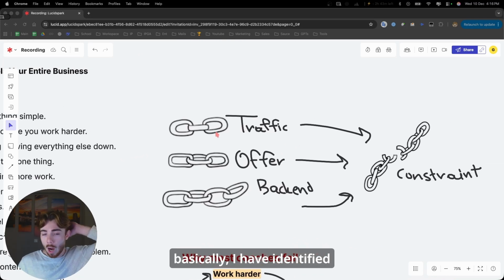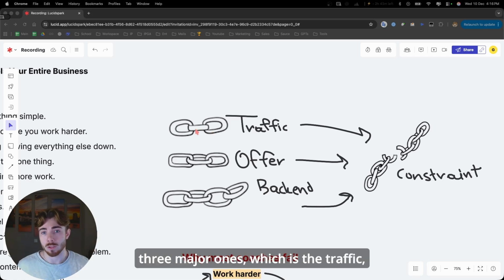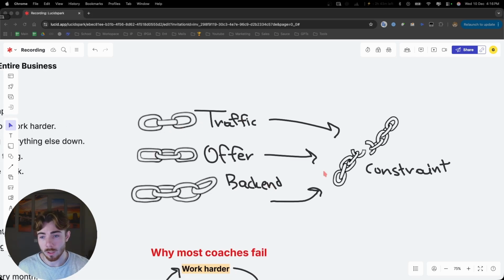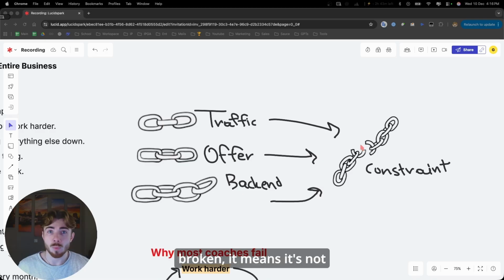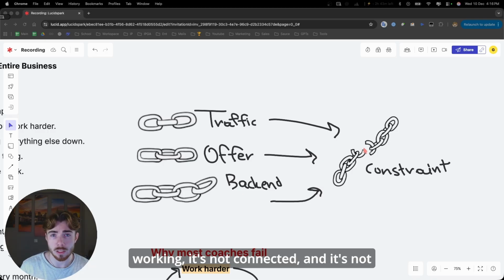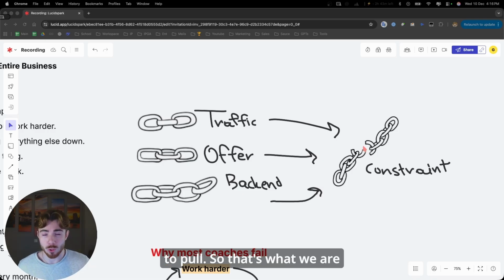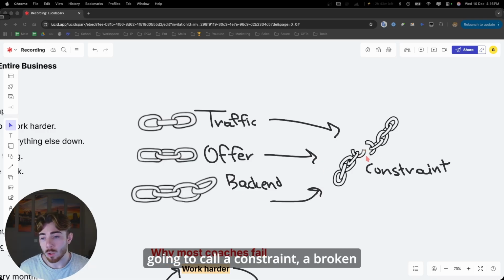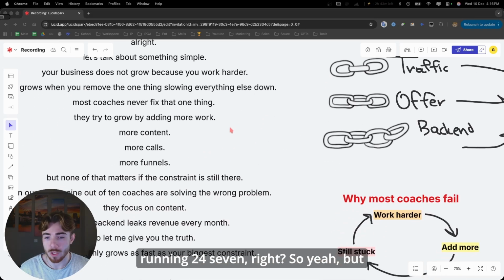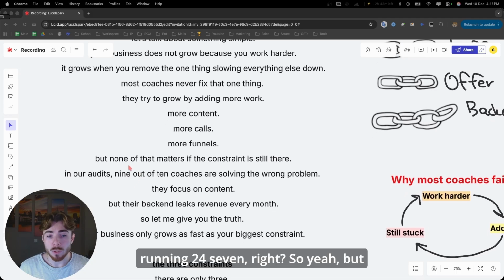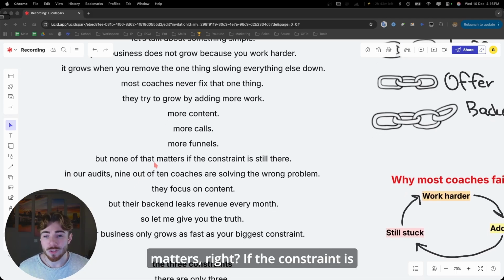So basically, I have identified three major ones, which is the traffic, the offer, and the backend. And each one of those can be a broken link, right? And when a link is broken, it means it's not really working, right? It's not working, it's not connected, and it's not pulling what it's supposed to pull. So that's what we are going to call a constraint, a broken link inside of your engine, inside of your system that is running 24/7, right? But none of that actually matters, right? If the constraint is still there.